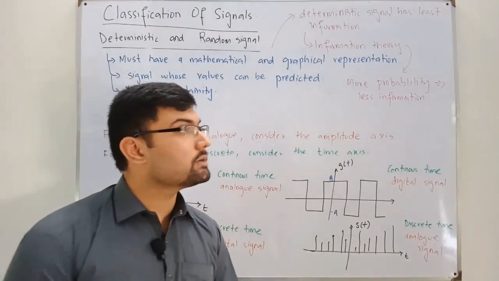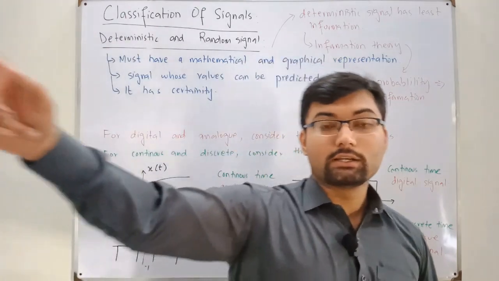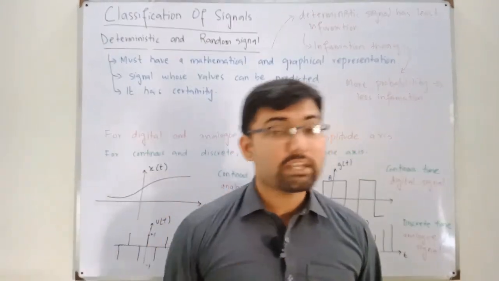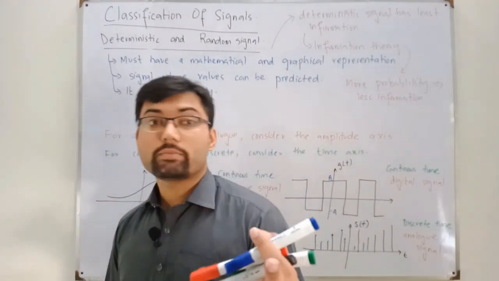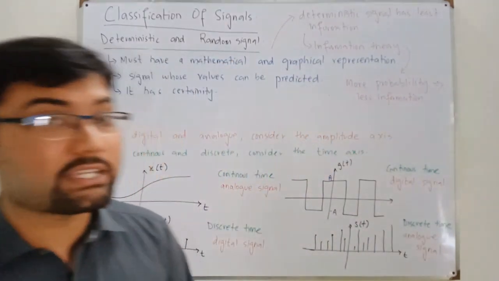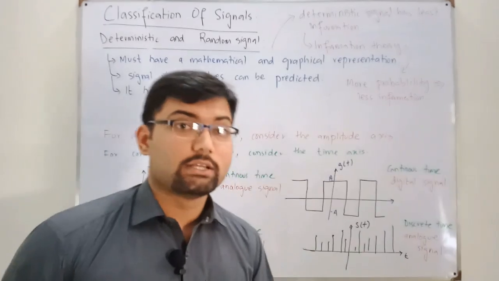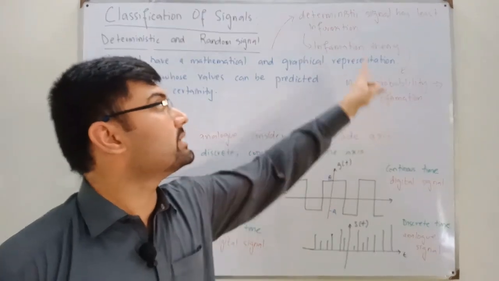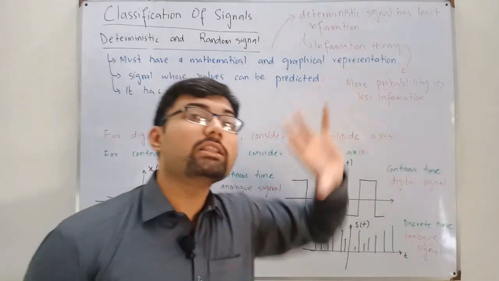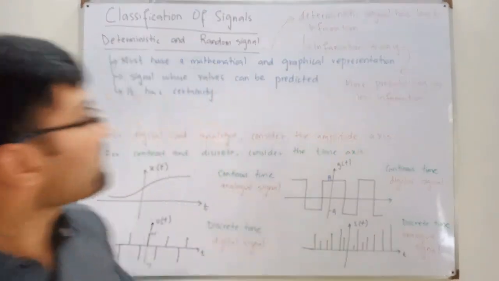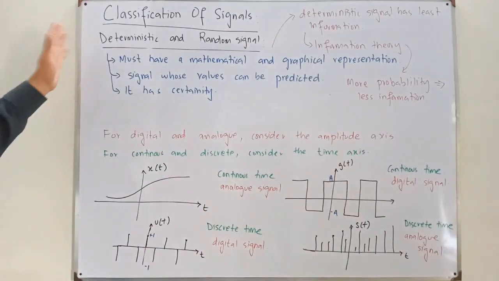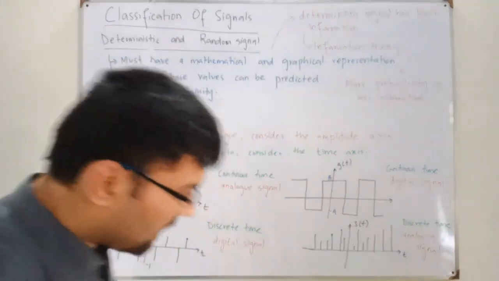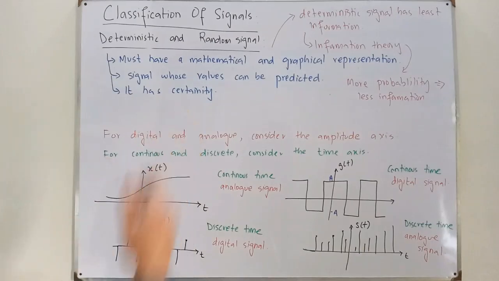Now, if I say the sun will rise in the west tomorrow, this is something which would shock you. This is some information. That would be some kind of information that is least probable. So least probable has more information, more probable has less information. This is on the basis of information theory. So this is about the deterministic and random signal. For deterministic, the example is a sine wave. You can write it yourself.